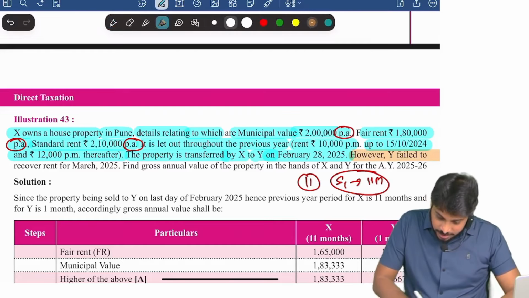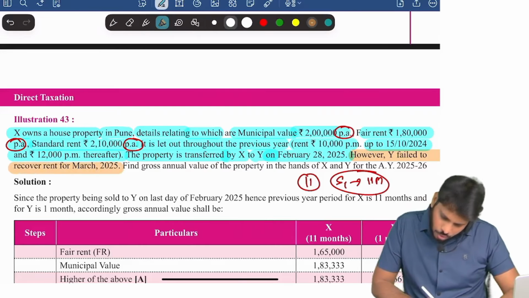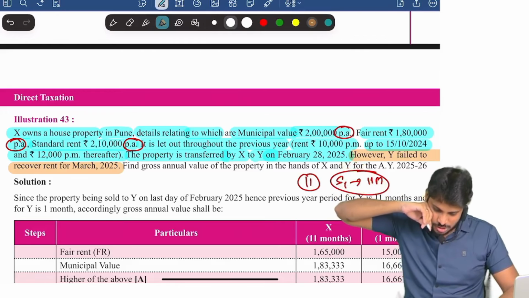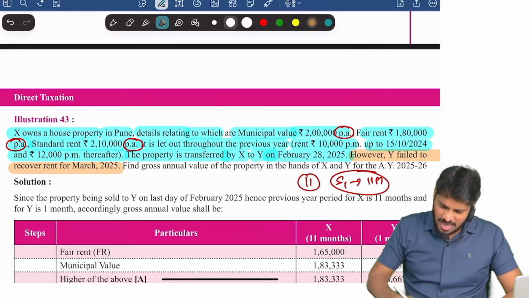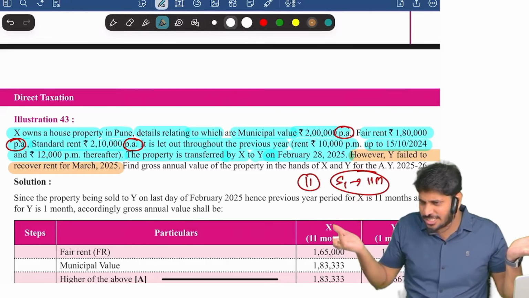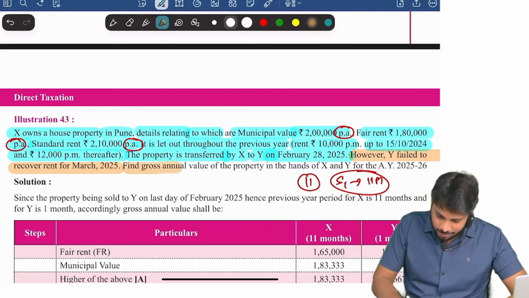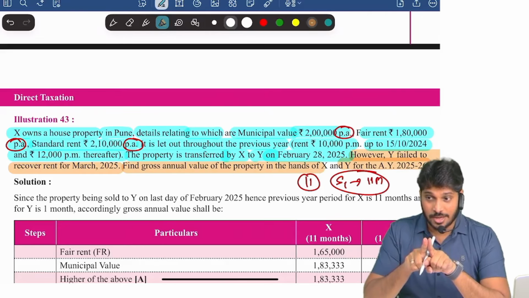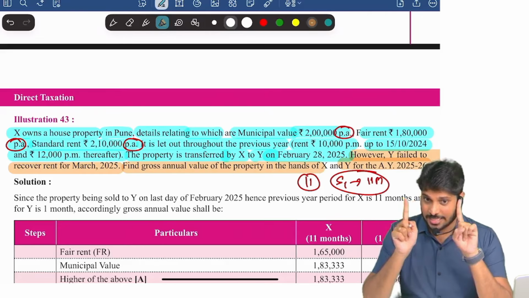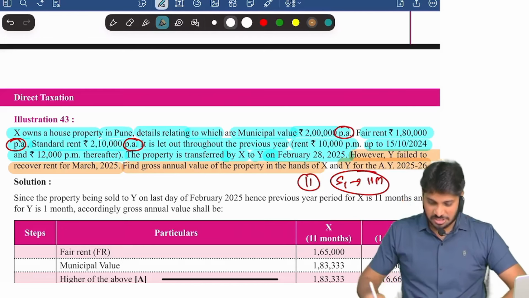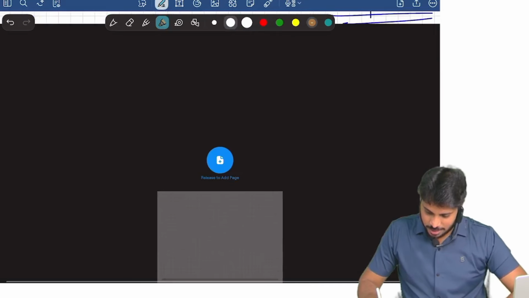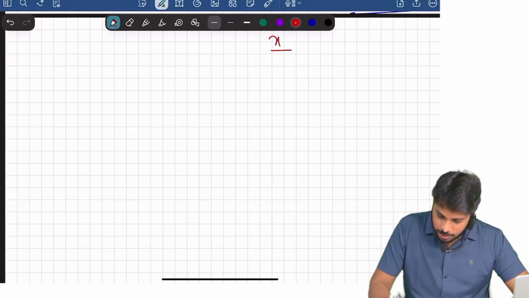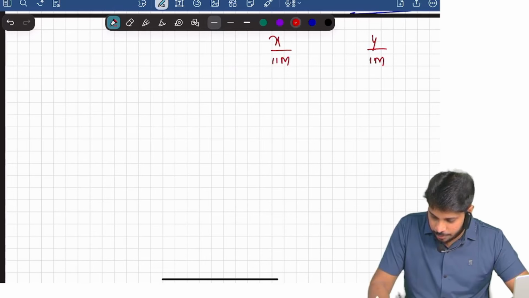However, Y failed to recover rent of March. Y rented it out, but he could not recover it for the month of March. Unrealized rent is unnecessary for us. Find gross annual value in the hands of X and Y both. For Y, gross annual value will be computed only for 1 month. For X it will be computed for 11 months. A very good question actually. For Mr. X, I will compute for 11 months; for Y, I will compute for 1 month.